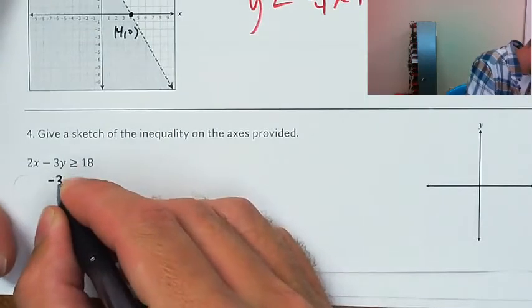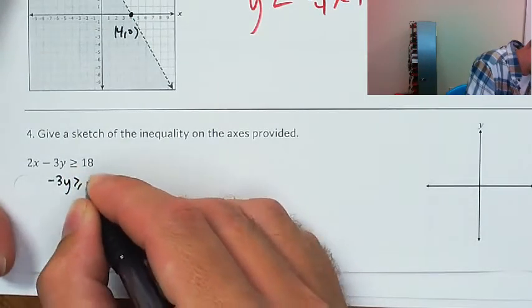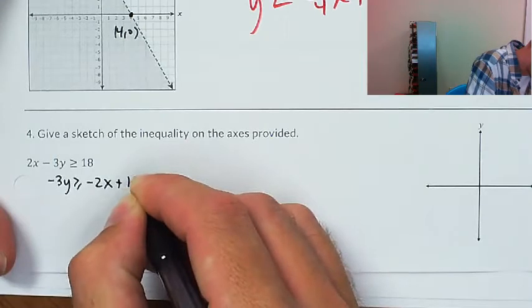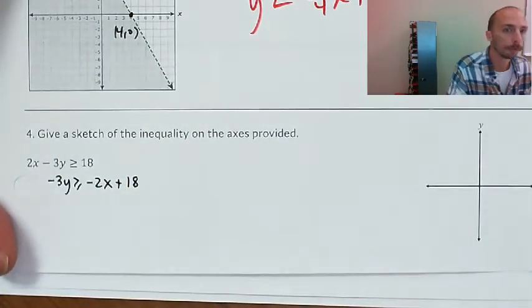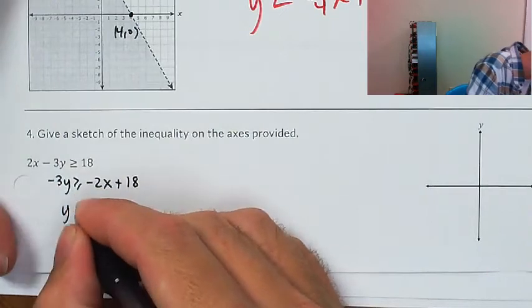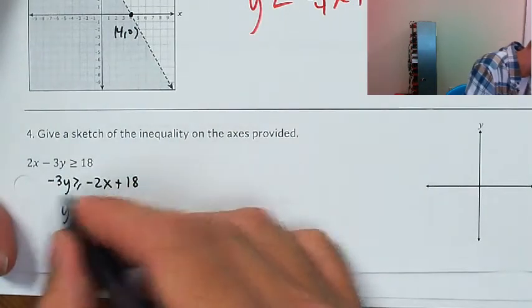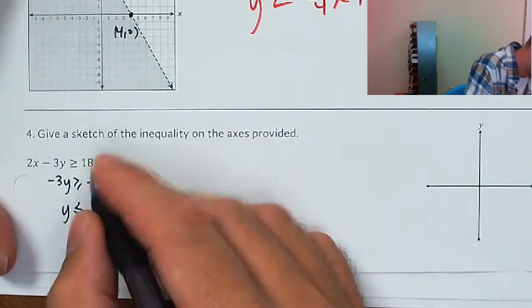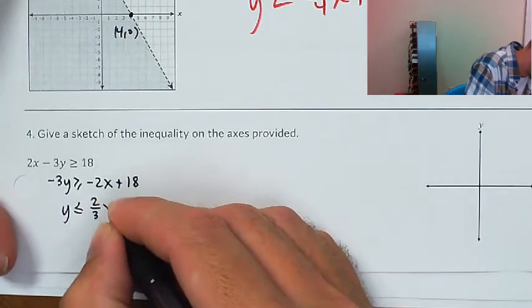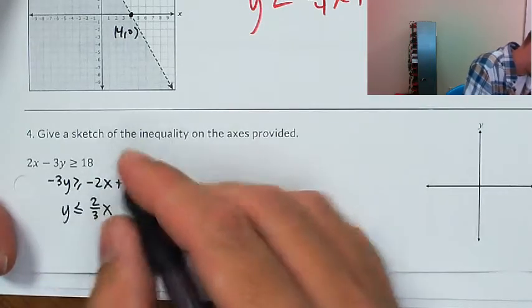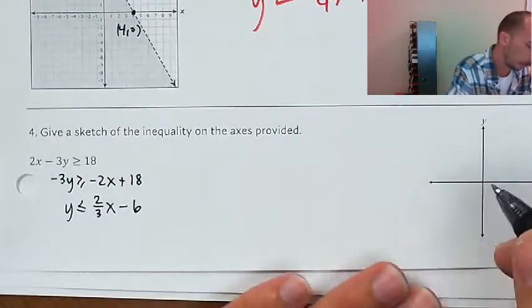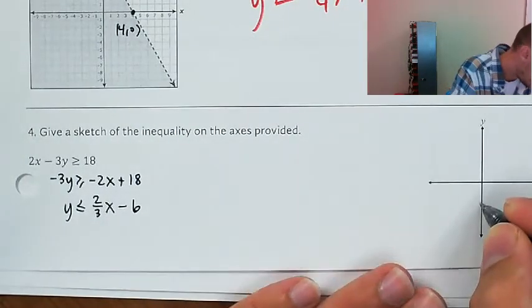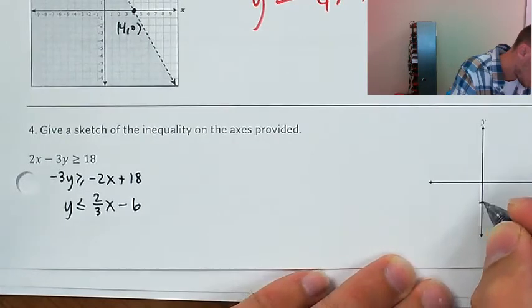So I'm going to subtract 2x from both sides. And then I'm going to divide by negative 3. And that's where we have to be careful. We have to remember to reverse the direction of the inequality. So that becomes a less than or equal to. If I divide everything by negative 3, I'll have positive 2/3 x. 18 divided by negative 3, well, that's going to be negative 6. Okay. So I've got a y-intercept of negative 6.